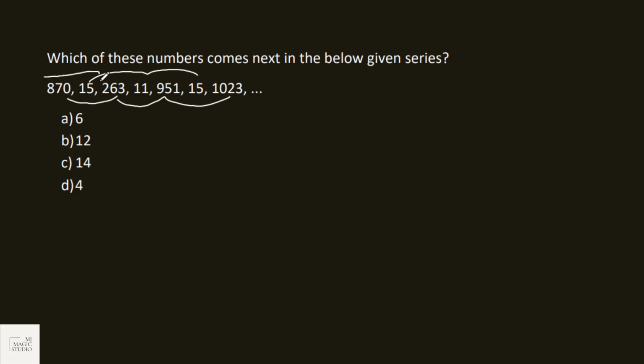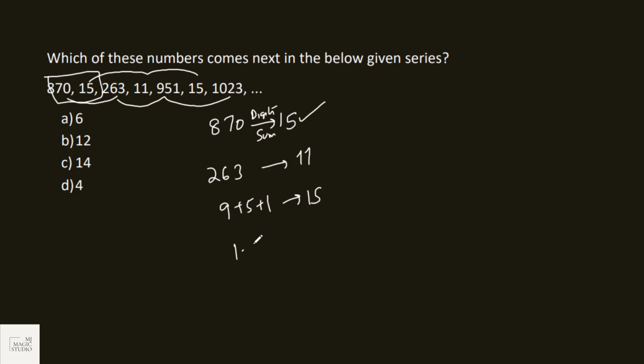But if I look carefully at these pairs of numbers, 870 and then 15, this is nothing but their digit sum. This is known as digit sum. 8 plus 7 plus 0 is 15. 2 plus 6 plus 3 is 11, which is there. 9 plus 5 plus 1 is 15. So 1 plus 0 plus 2 plus 3, that is 6. They should write 6 here. It is nothing but its digit sum. Option A is the best pick.